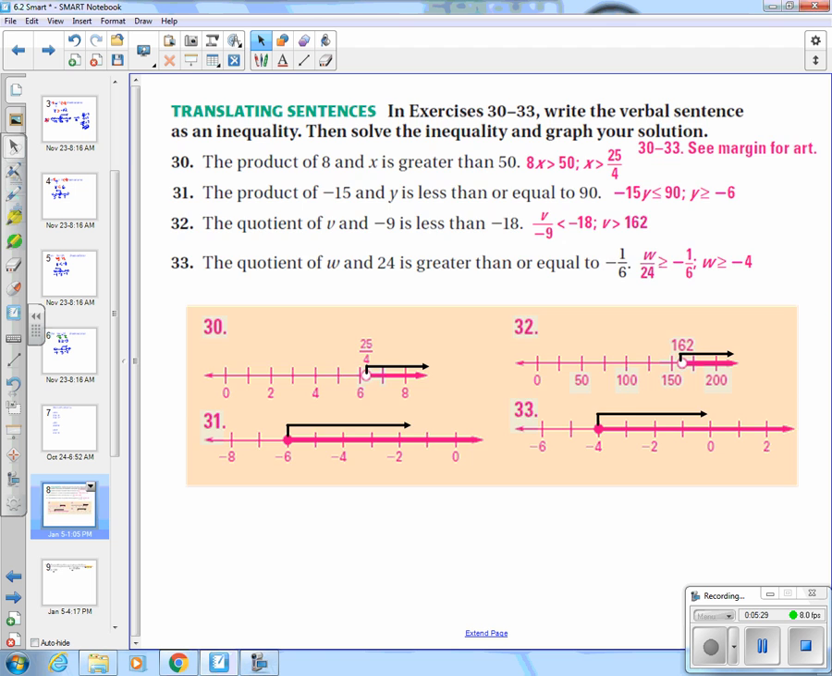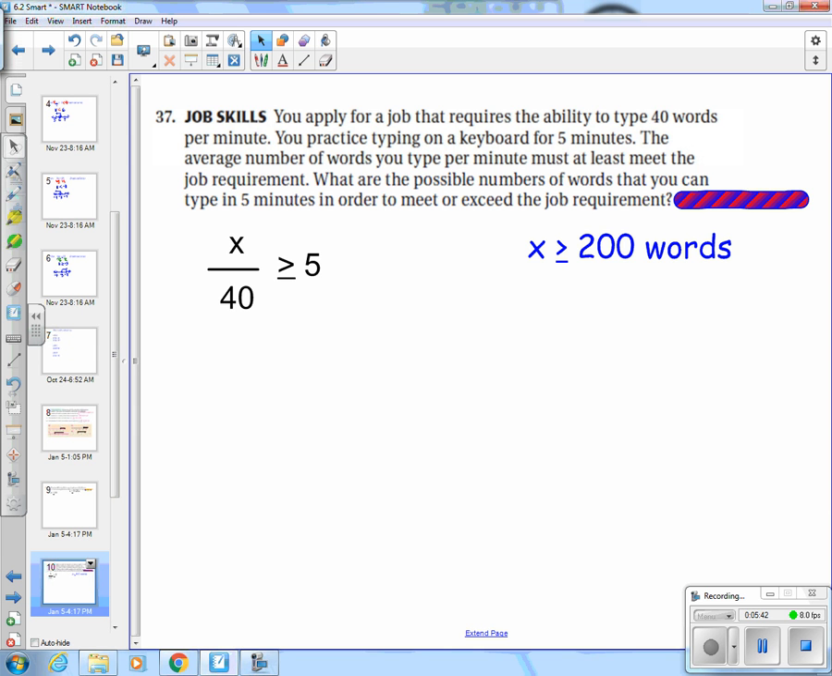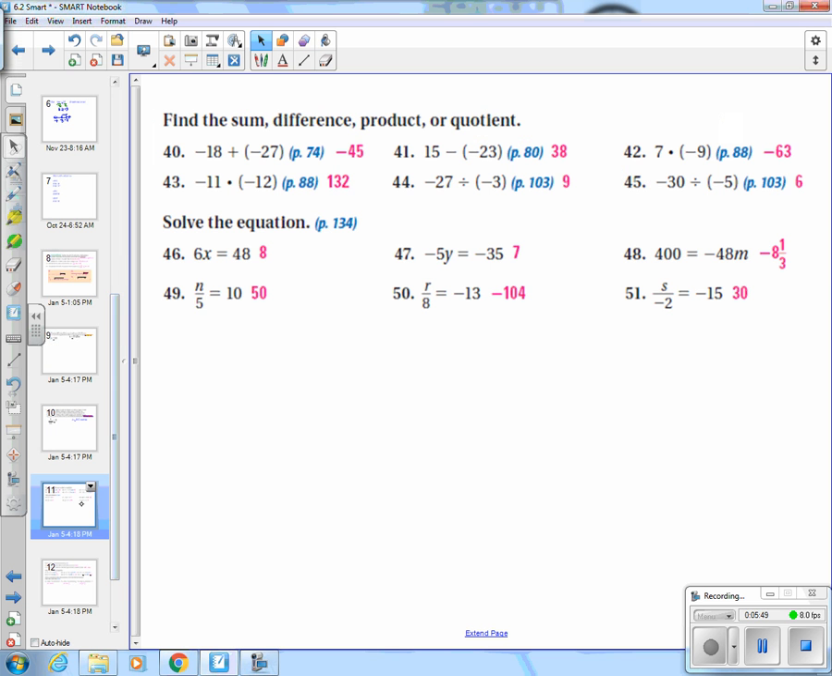On to the next slide. This has number 36. I've set up the inequality for you and solved it and how I would expect to see the answer written. Number 37, also the inequality is set up and how the answer should be written. Then just finding some difference, product, quotient, just a little bit of practice is a great idea. You could stop the video, you could practice those.